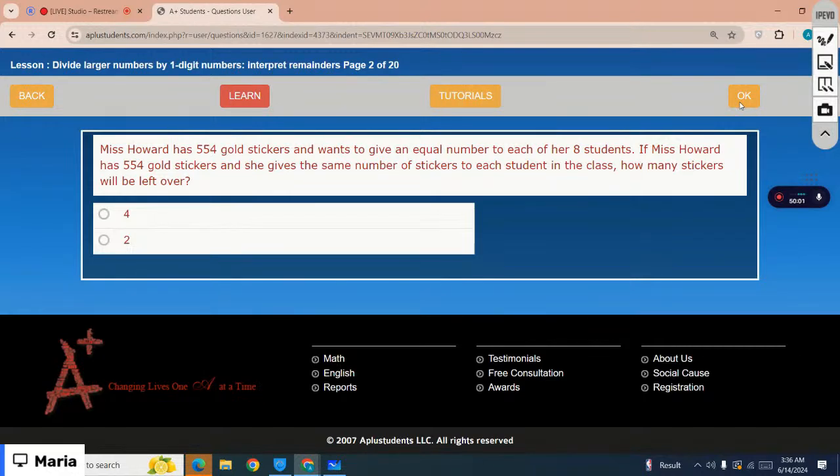Miss Howard has 554 gold stickers and wants to give an equal number to each of her 8 students. If she gave the same number of stickers to each student in the class, how many stickers will be left over? So you can divide, solve, and just write down the correct option in the chat box. So which is the correct option? Let's just divide.